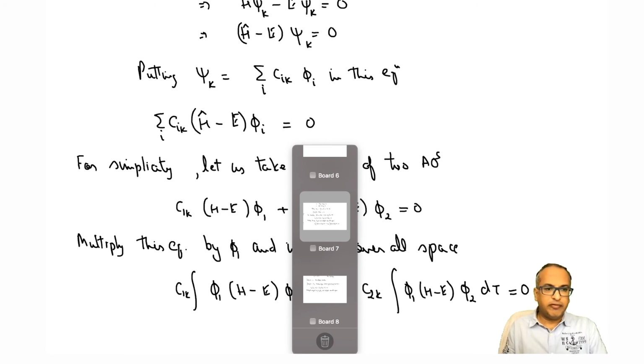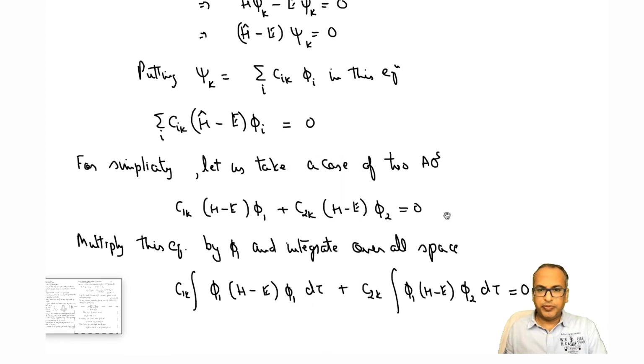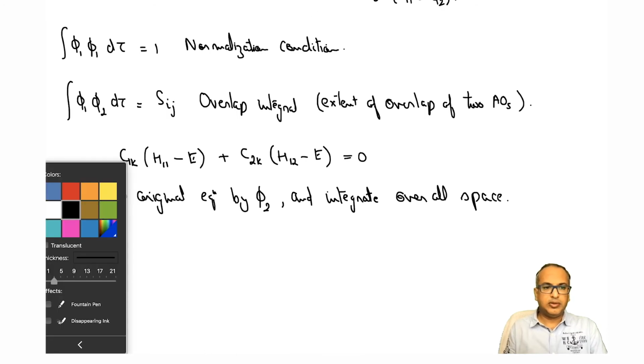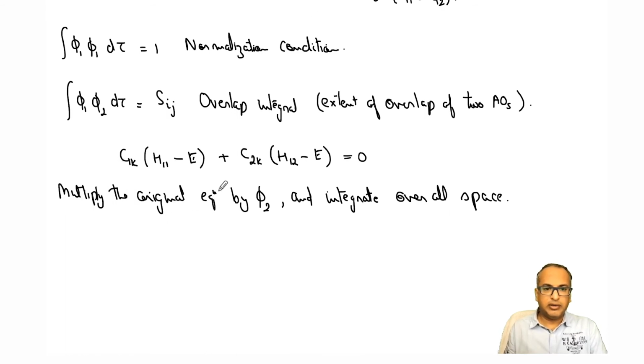So if I give this thing a name, let's call this equation 1. So we have multiplied this equation by phi 1 and integrated over all space. Now next, we are going to multiply equation 1 by phi 2. Instead of the original equation, I will write this as equation 1, so that it is not confusing.